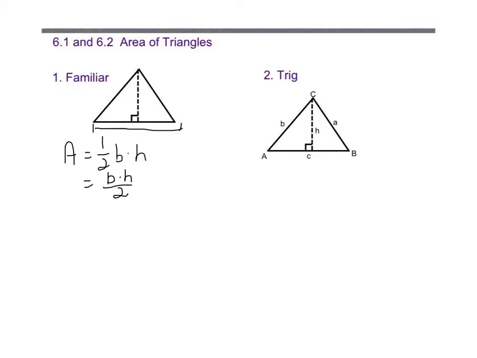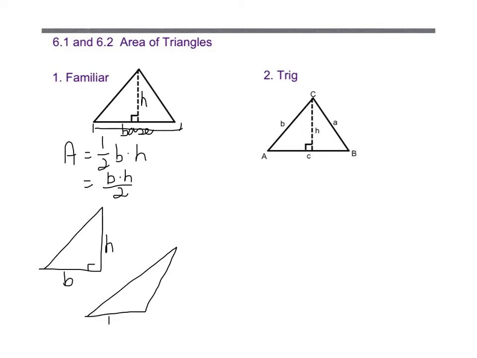This here is the base. And the height of the triangle is always the altitude. This is an acute triangle, so the altitude, or the height, is inside the triangle. But if it's a right triangle, this is the base and this is the height. And if it's an obtuse triangle, then this is the base and that's the height. So anyway, that's the easy one. You know how to do that.